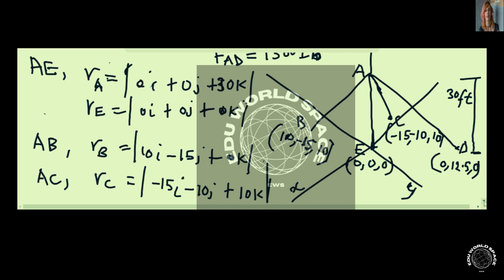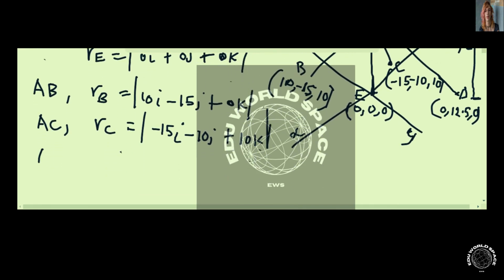Okay, then we can have AD as well. For AD, our RD is going to be equal to 0I plus 12.5J plus 0K.